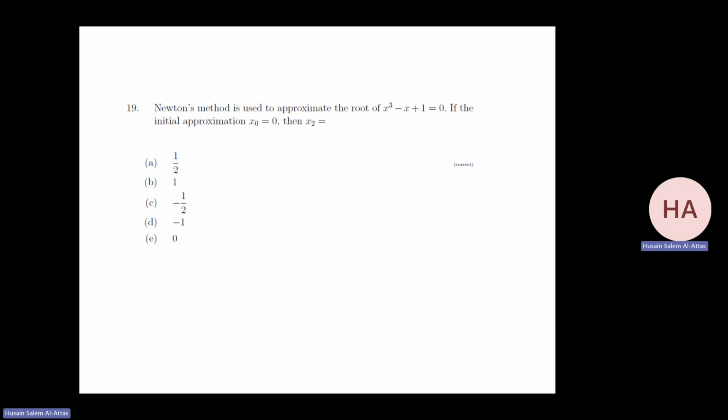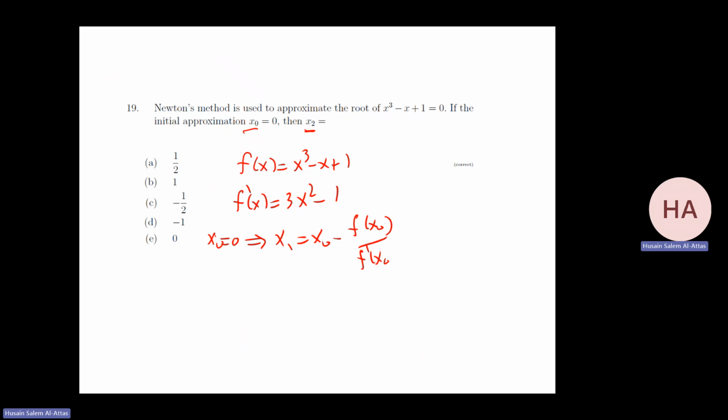Just approximate this. He won't give me x0, he wants x2. He wants 2 iterations. So f of x is x cubed minus x plus 1, f prime of x would be 3x squared minus 1. I have x0 equals 0. x1 will be x0 minus f of x0 over f prime of x0. x0 is 0. F of 0 will be 1. F prime is minus 1. So the answer is 1.